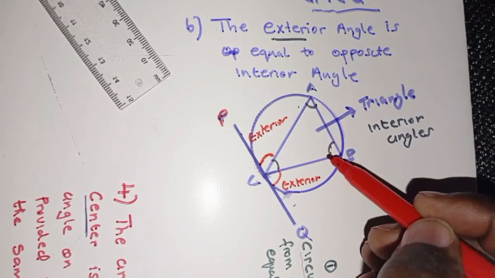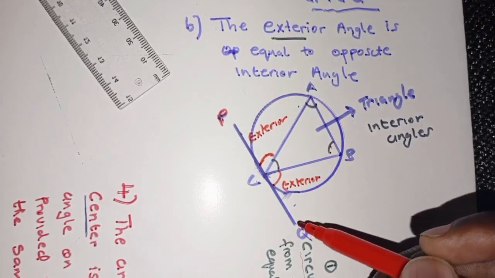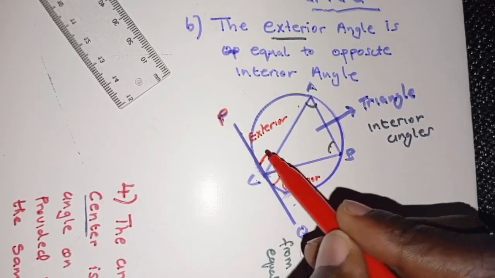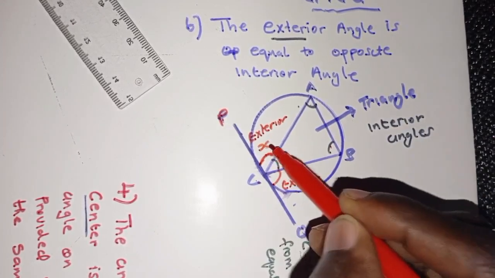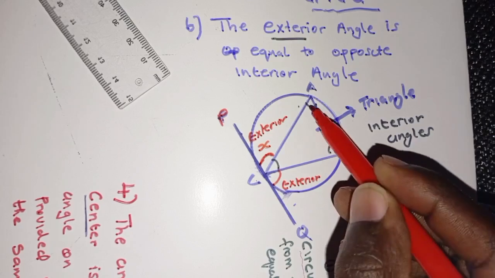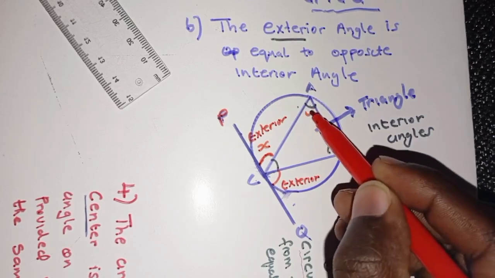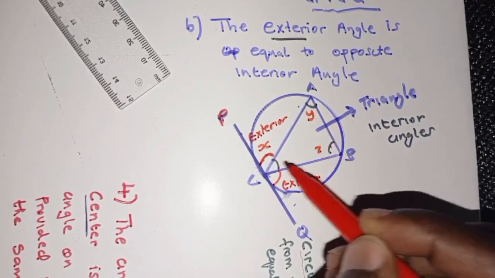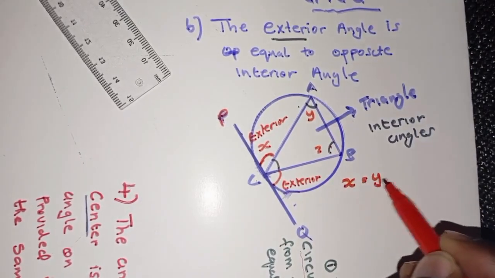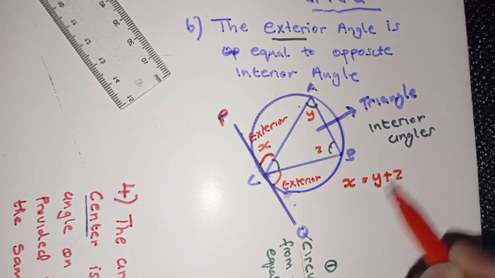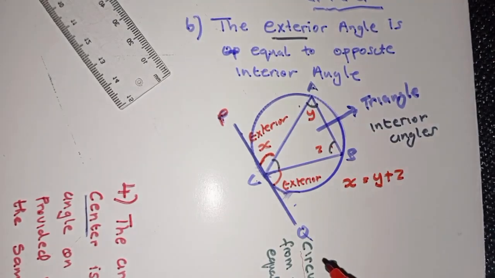You add them. Okay, I want you to understand this one nicely. This angle here, I'll call it angle X, is equal to the sum of these two. I'll call this one Y, I'll call this one Z. So the angle X is equal to the sum of Y and Z. That's the property we're saying.